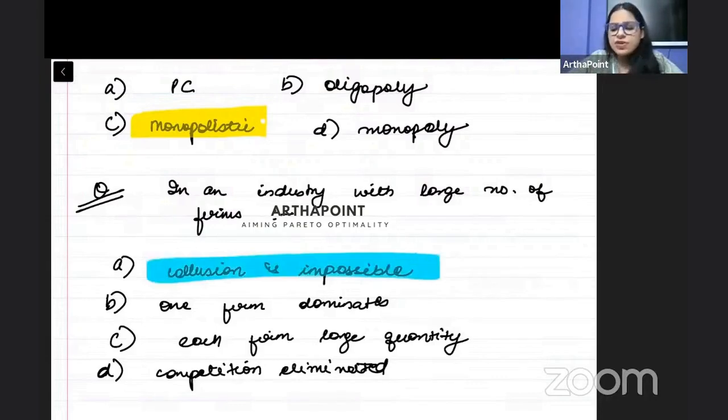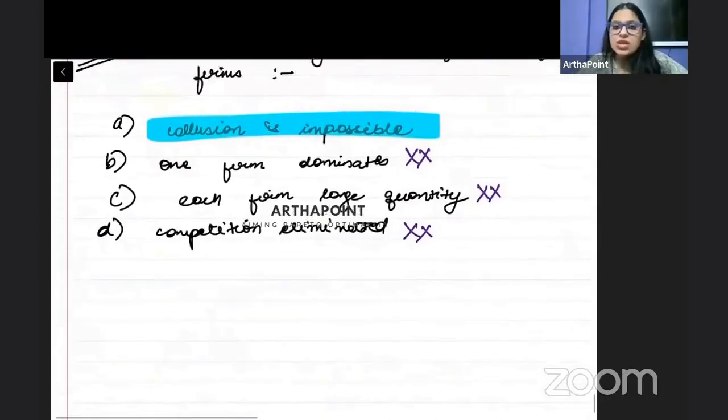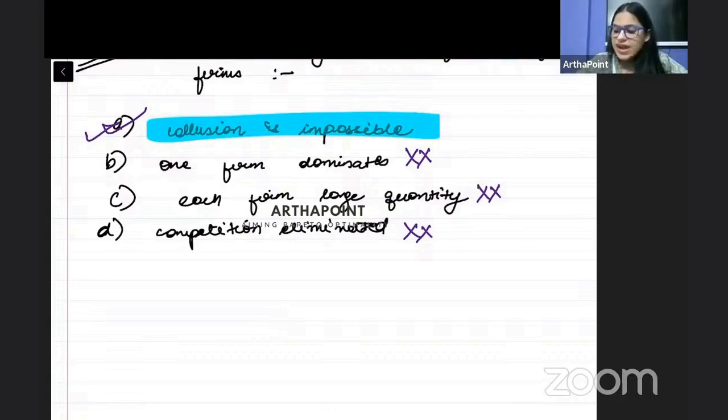बेटा अगर बहुत सारे firms हैं तो उनको हम एक साथ इकट्ठा करके collude नहीं कर सकते हैं, है ना? क्योंकि वो पूरे fragmented होंगे, वो अलग अलग जगह पे होंगे. So I cannot bring all firms together, right? So collusion impossible होगा. But ऐसा नहीं है कि एक firm dominate करेगा, right? ऐसा भी नहीं है कि सब लोग बहुत ज्यादा sell करेंगे, they may sell very less quantity. और ऐसा भी नहीं है कि competition exist नहीं करेगा. Competition can exist. So the only thing which we know for sure is option number A, that is option number A, that collusion is impossible.